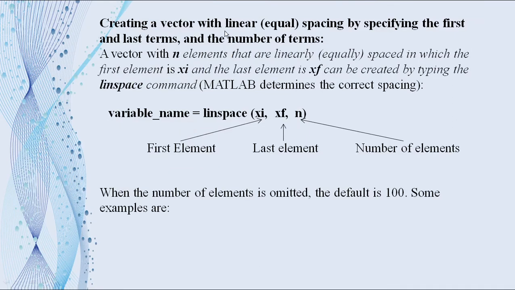Creating a vector with linear or equal spacing by specifying the first and the last term and the number of terms. The number of terms is available when you know the first and last term. When you know the first and last term and the number of terms, you are able to generate the array. Let me repeat again: create a vector with linear or equal spacing by specifying the first and the last term and the number of terms.